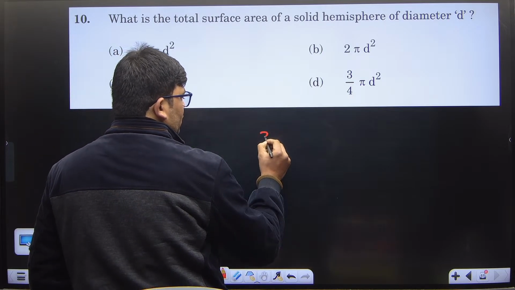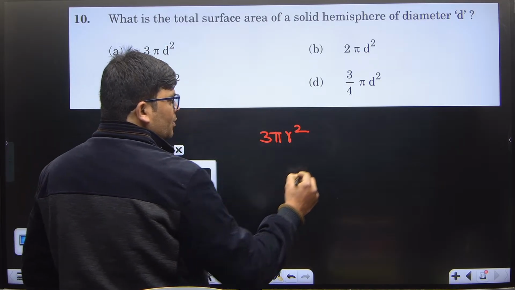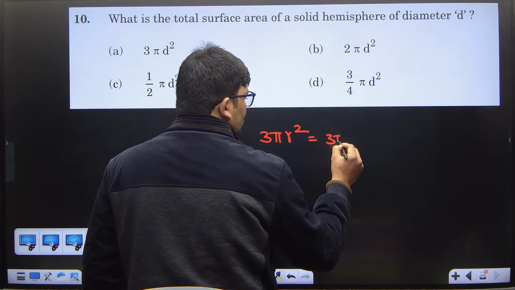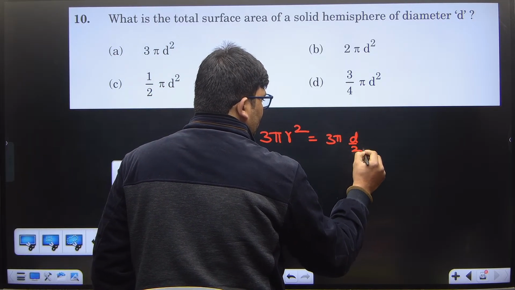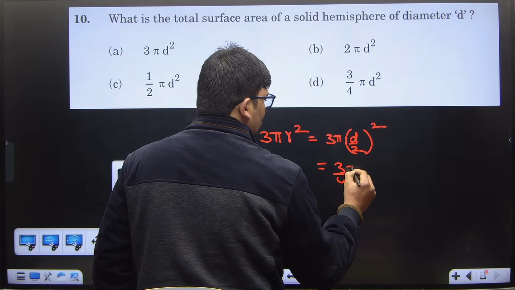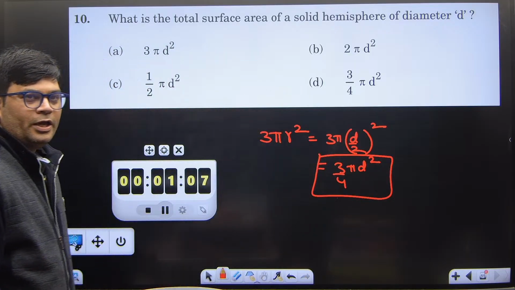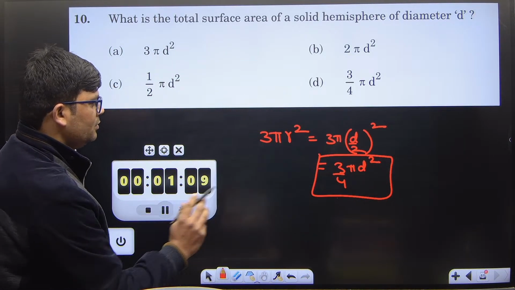So this is 3 pi r square, but r is not given to us. So 3 pi (d by 2) whole square. So 3 by 4 pi d square. Okay. Anjana? Clear?